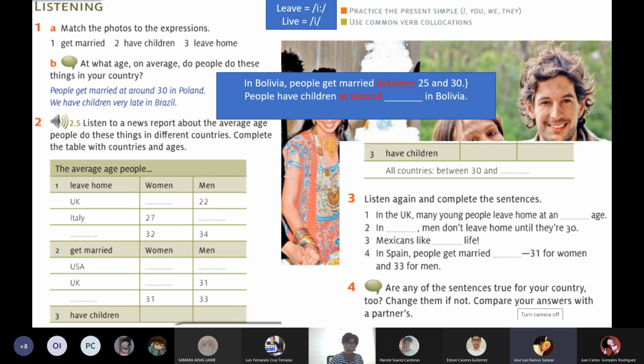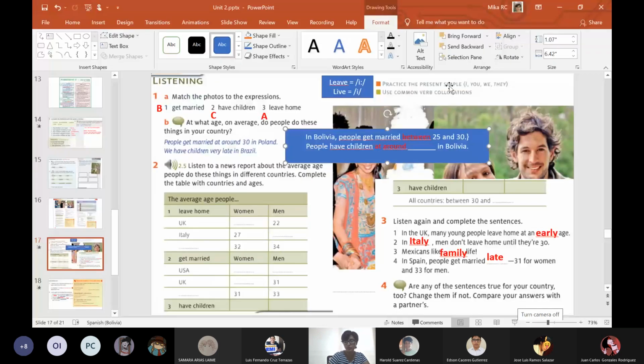Teacher, yo creo de los 30 a los 35. Okay, people have children between 25 and 30, you say? Again? No, you say 30 to 35. In their 30s? So here we're gonna say people have children in their 30s.